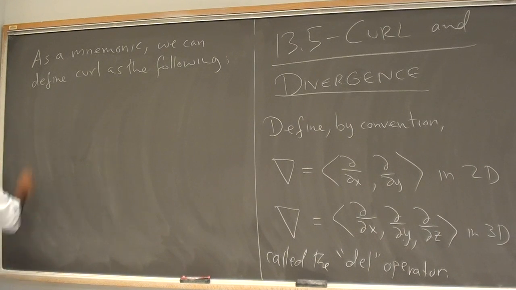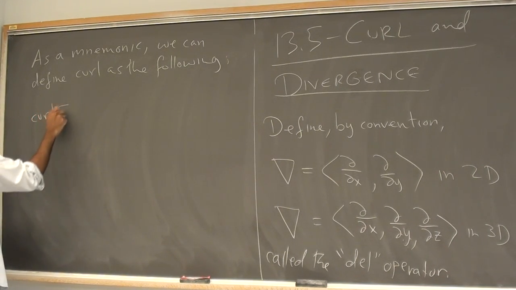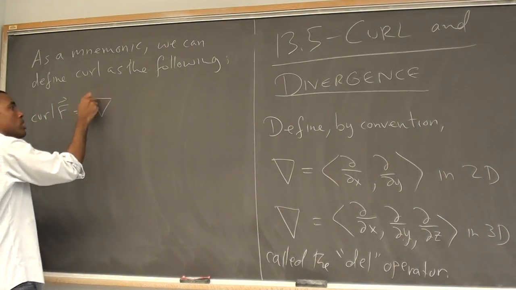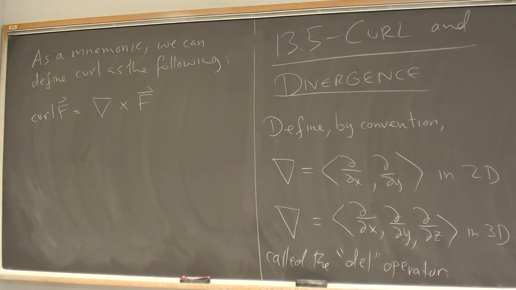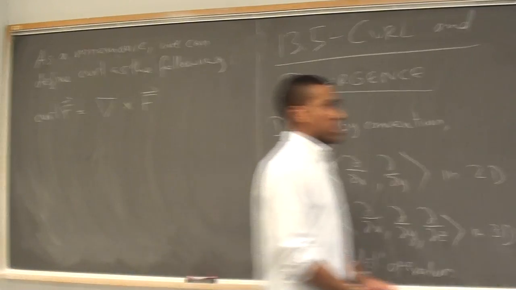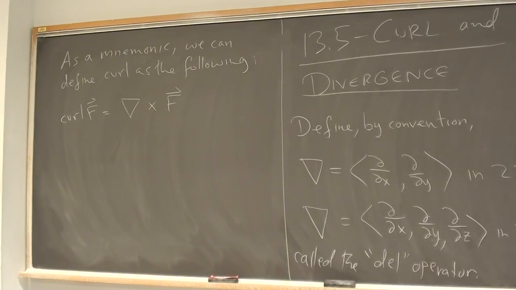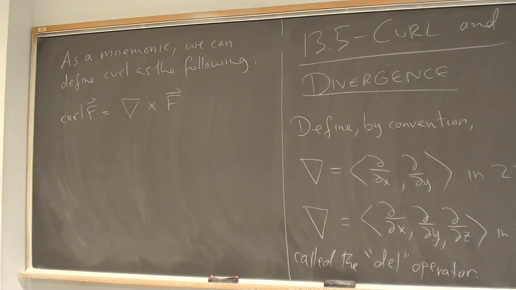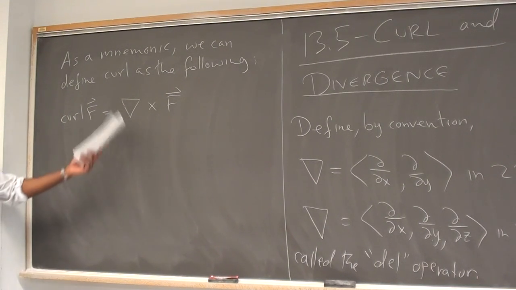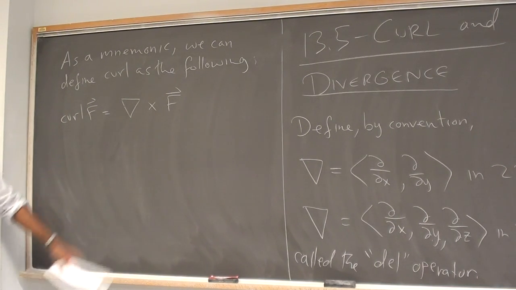It's really complicated. But you should notice that curl f is actually equal to the del operator cross f. Right? So this is why 3D was important. Curl is only defined for 3D because we only define cross products for three-dimensional vector fields. So instead of the word curl, we can just write del cross f. You never actually write this down, but this is how you're going to think of it.